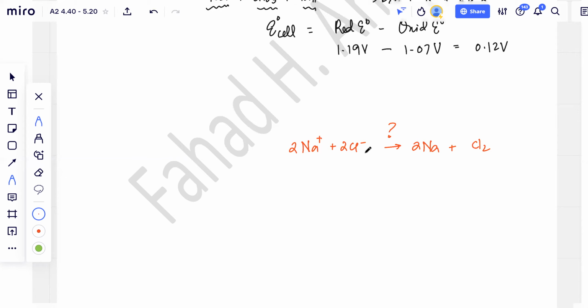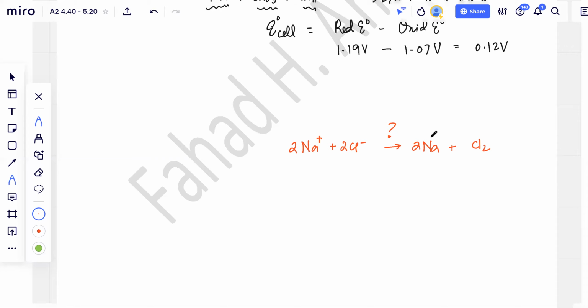By just looking at it, it's probably not going to happen, because this is normal NaCl. It's Na+ and Cl-. We know it doesn't really react. We know that the sodium ions don't like to change into sodium atoms. So we kind of know that this reaction is not going to happen. But how would you explain this?